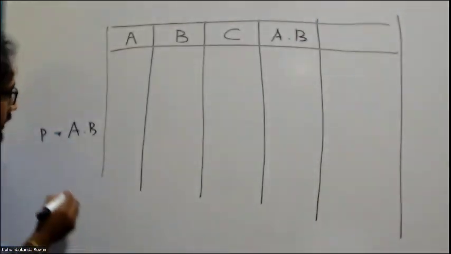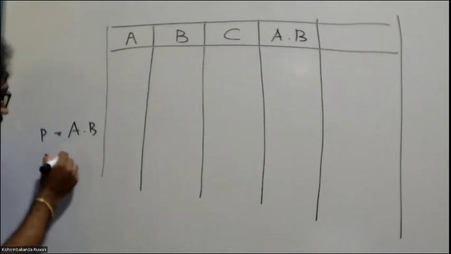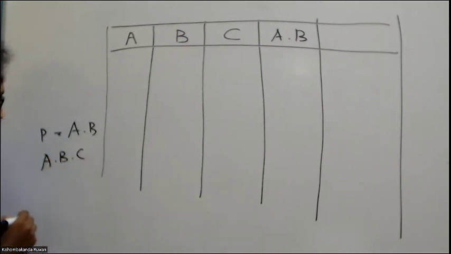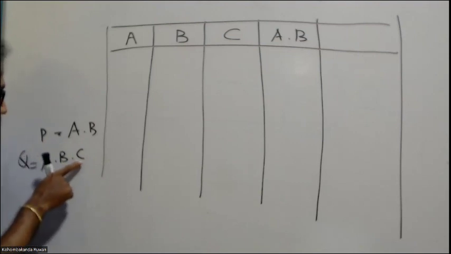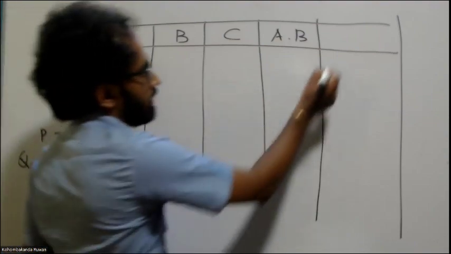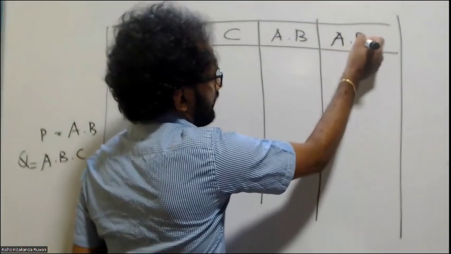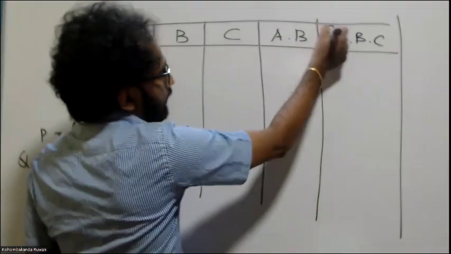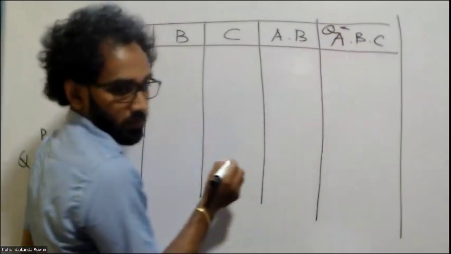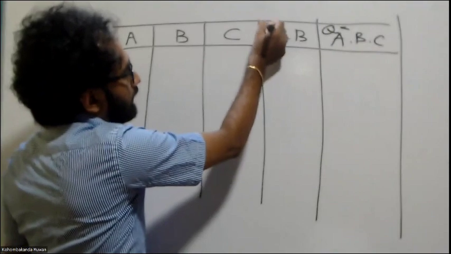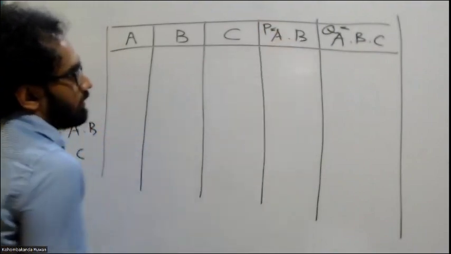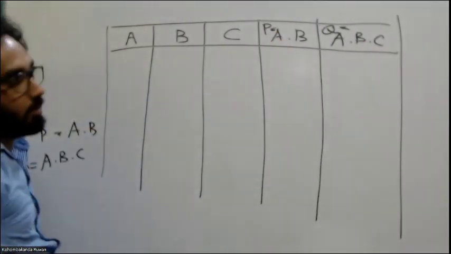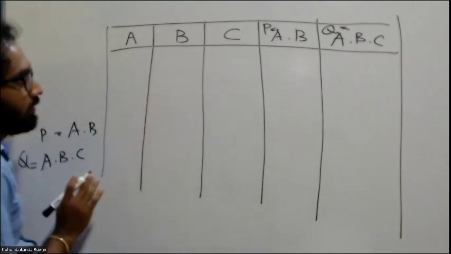Then finally you have to get A and B and C, right? Q equals A and B and C. That is Q equals, and P equals, first one.